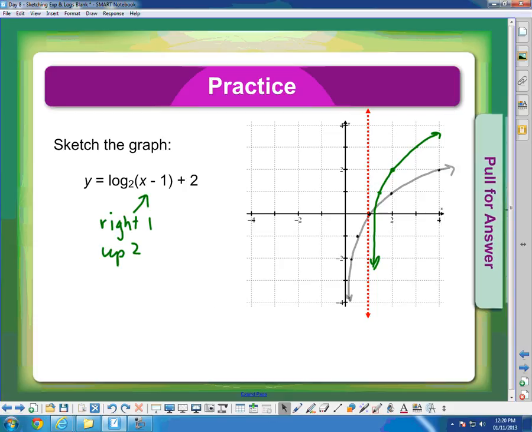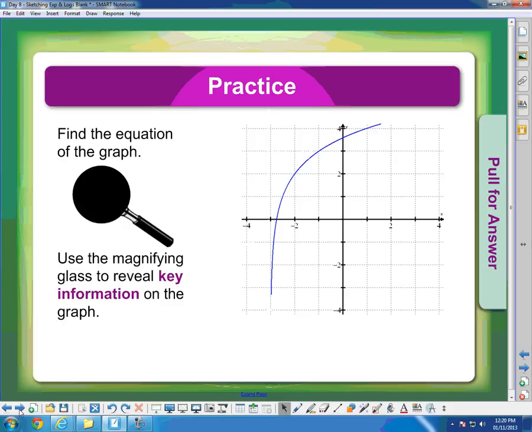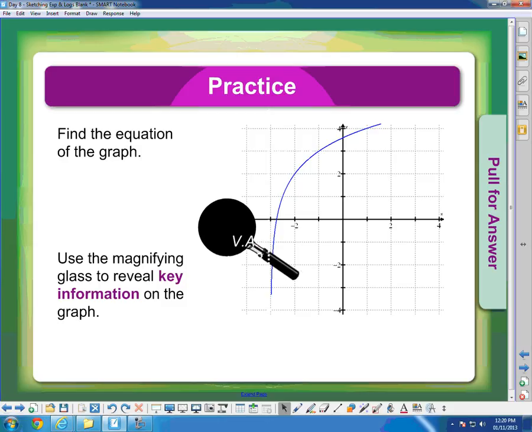The last thing I might ask you to do is try and look at the graph and investigate what the actual equation is. So we're going to use this magnifying glass to go off and investigate this graph and see if we can't pull out some interesting information. So we look at it. We're going to take this magnifying glass. Oh, and we start to see there's a clue right there.